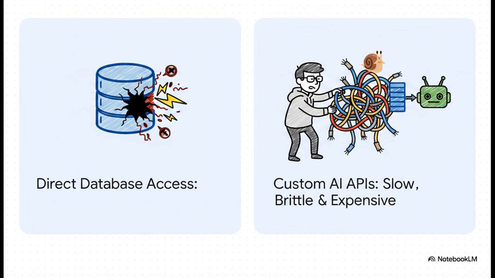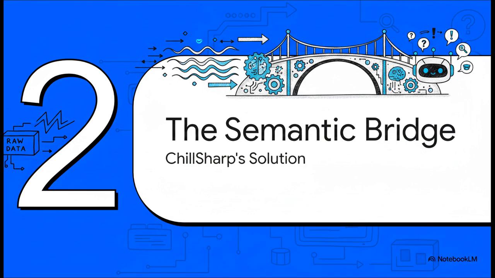Now, when developers try to connect AI to data, they usually fall into one of two traps. First, you've got direct database access, which is, let's be honest, a total security nightmare just waiting to happen. On the other hand, you could build custom one-off APIs for every single AI task, but that's slow, brittle, and gets super expensive fast. Neither of these is a real, scalable solution for an enterprise application. So what's the right way to fix this?